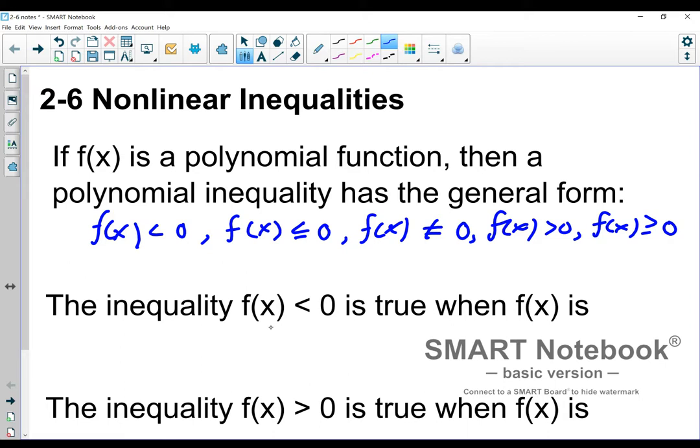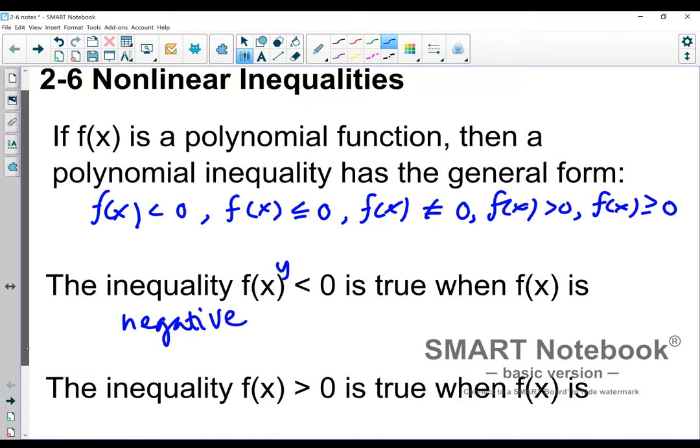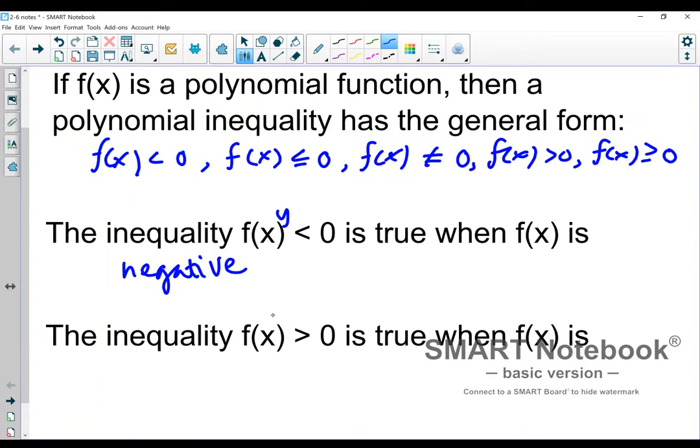So the inequality f of x less than 0 is true when, now think about this, f of x is the same thing as y. So if we're saying y is less than 0 is true, then f of x is negative. That would be the part of my graph that is below my x-axis. And if we're saying that the inequality f of x, so again, f of x is y, so if y is greater than 0, it's true when f of x is positive.